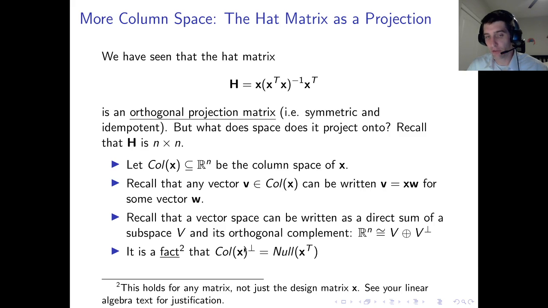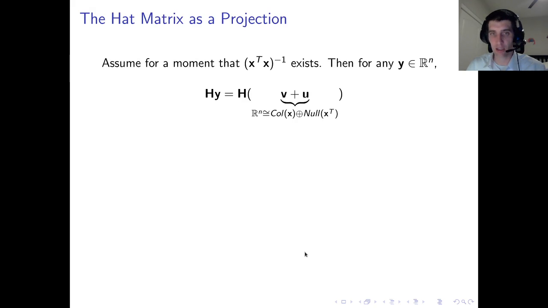Okay, this holds for any matrix, not just the design matrix, but we're just going to use it here in the context of the design matrix. So we have a couple of facts building up. We can decompose a space into a linear subspace and its orthogonal complement, and the orthogonal complement of the column space is equal to the null space of X transpose. So we have a couple of pieces moving around together. Let's go ahead and apply them.